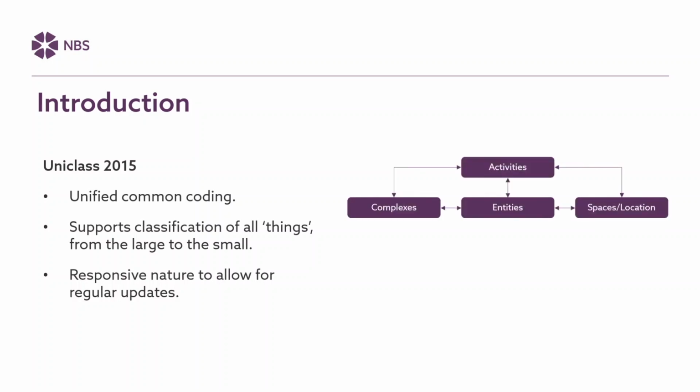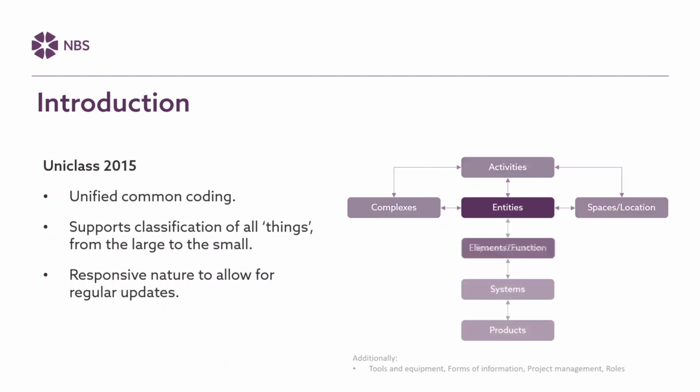Complexes, which provide the activity, describe projects in overall terms, and can be further subdivided into entities and spaces. All of these are broadly based around industry, sector and function. For detailed design and construction, the main starting point is entities. These are subdivided into elements, functions, systems and products, and are broadly arranged by fabric and function.